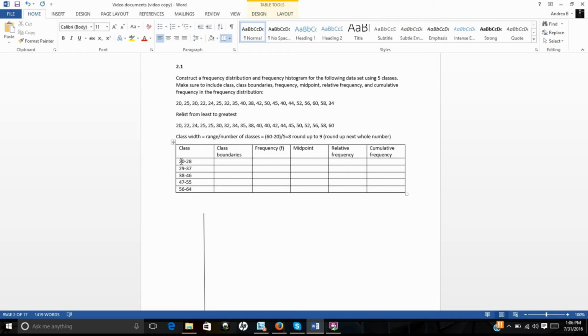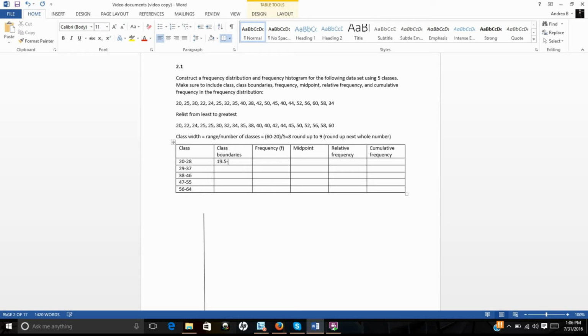So next we want to do our class boundaries. So I'll slash for that here. For our class boundaries, we just go down 0.5 from our lower class limit and up 0.5 from the upper class limit for each of these values.